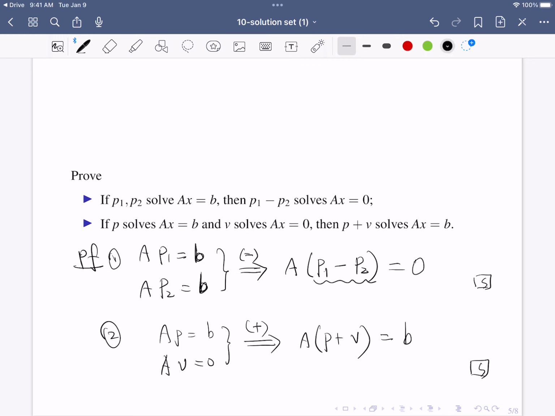Particular solution plus V, where V solves the homogeneous equation. In other words, this is from the kernel. So the kernel is the whole solution set of the homogeneous equation.